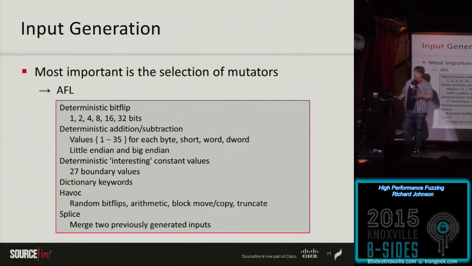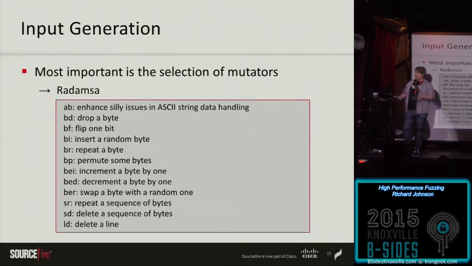And then finally, it resorts to what it calls havoc, which is like the Charlie Miller approach, which is pick a random set of bytes and modify them and just continue that forever. And then every once in a while, go ahead and splice two different inputs that you've generated before together at an arbitrary offset. So that's the approach AFL takes.